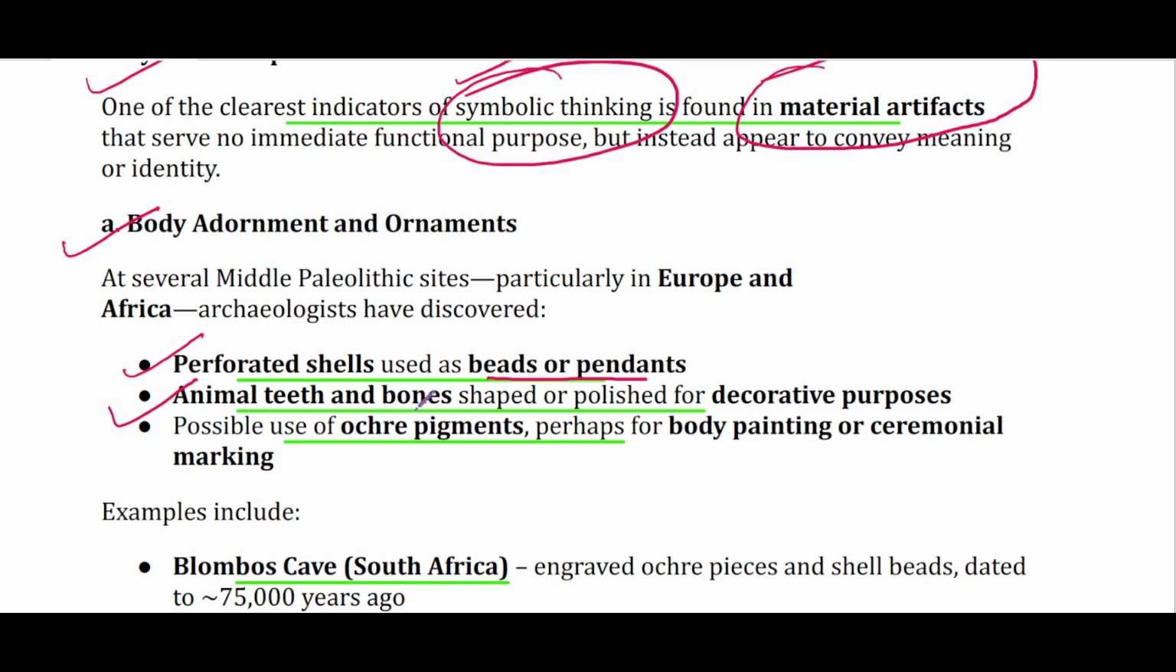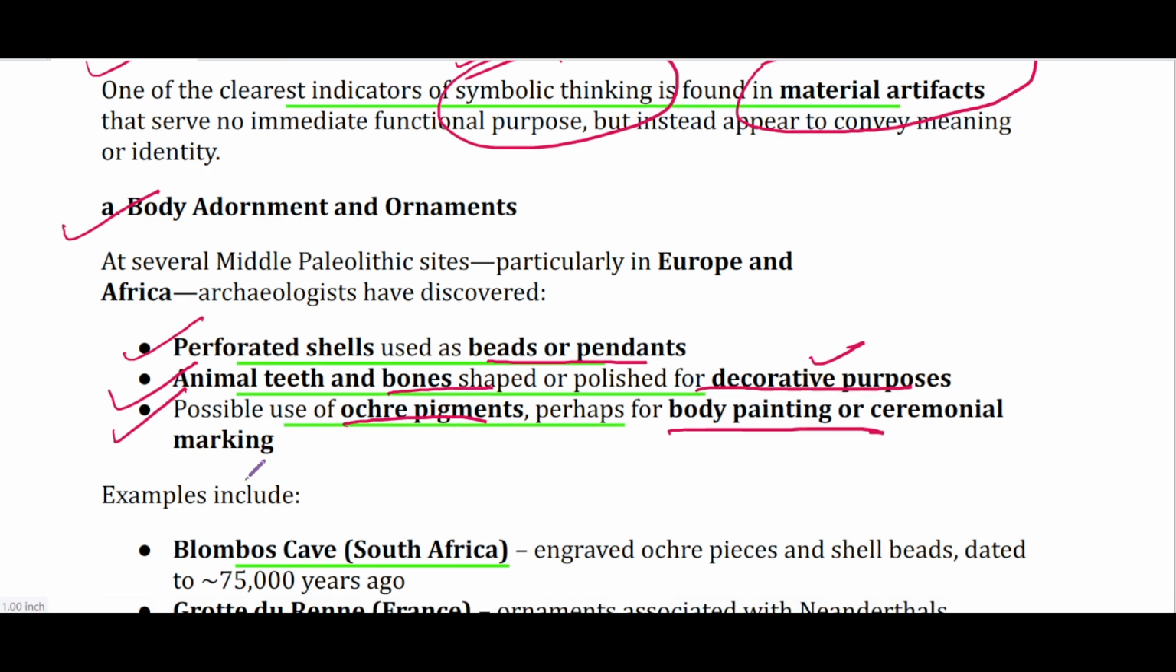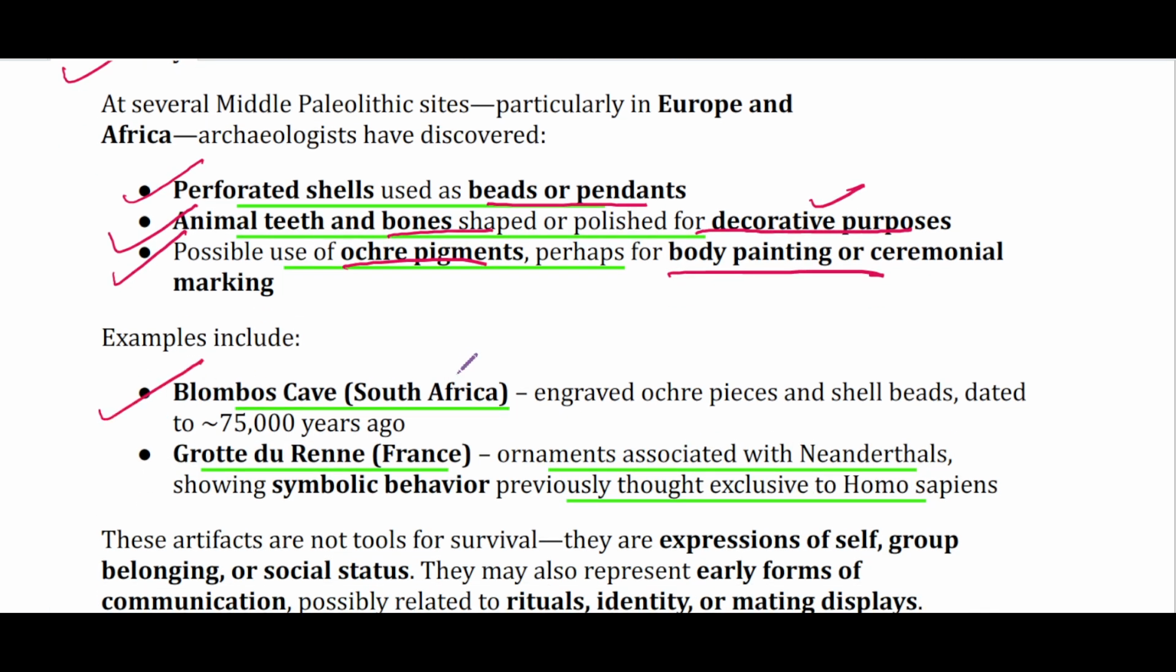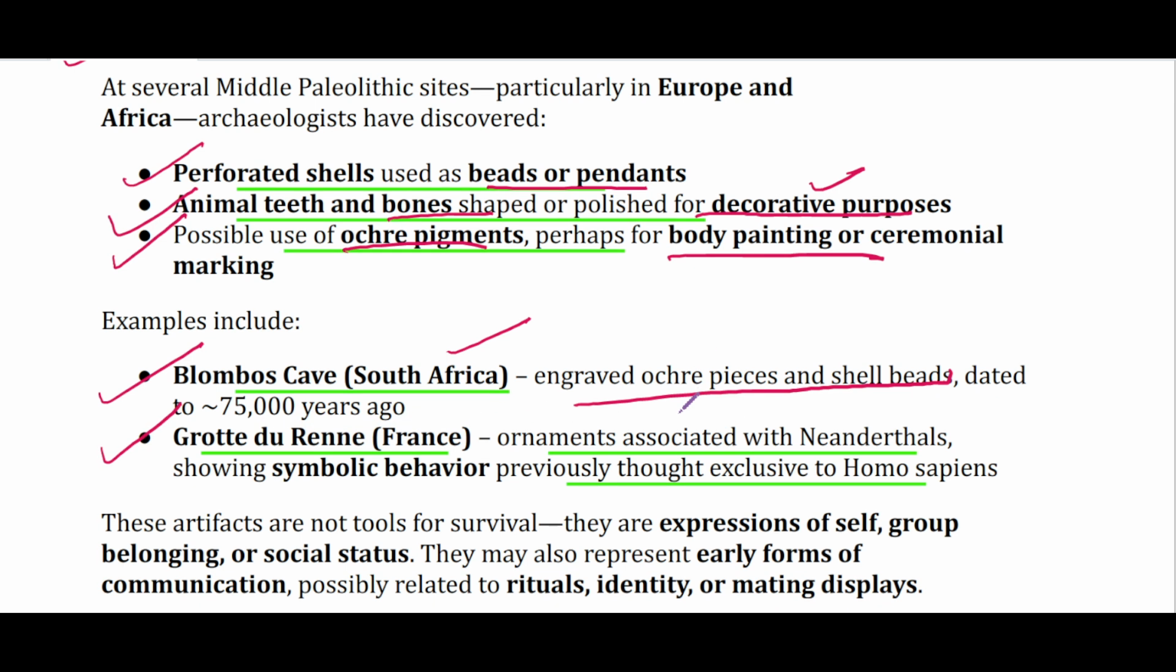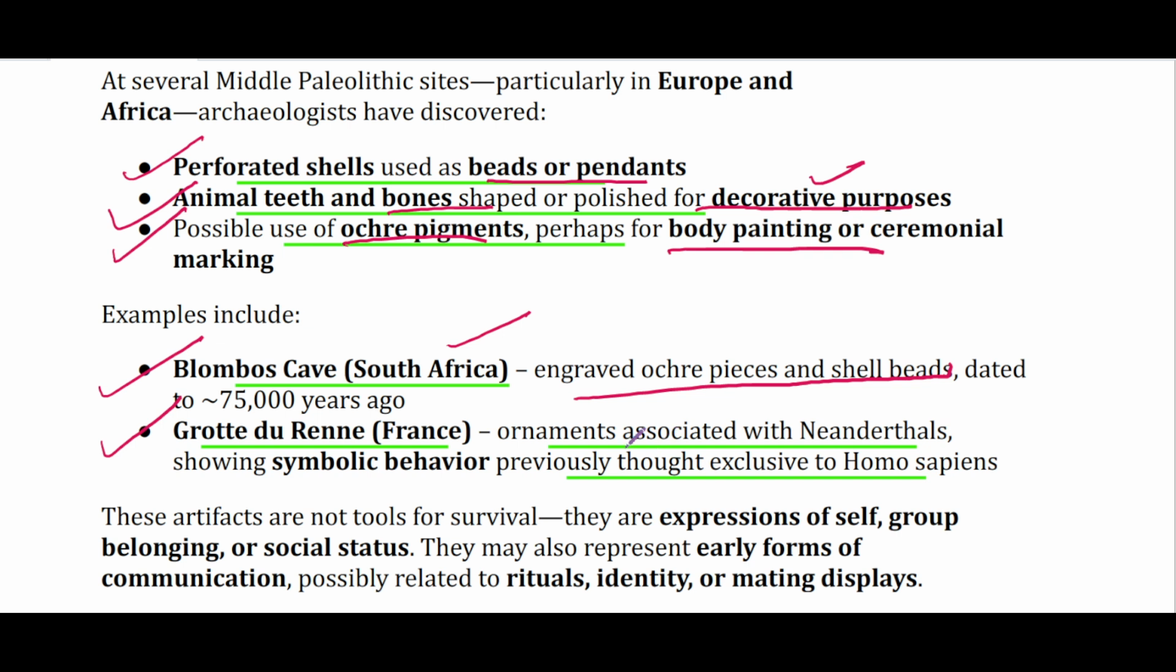Then animal teeth and bones were shaped or polished for decorative purposes. There is evidence of that too. And there has been possible use of ochre pigments, might have been for body painting or ceremonial marking. The evidence includes the Blombos cave in South Africa where engraved ochre pieces and shell beads were found. Then in France, Grotte du Renne, this site has yielded ornaments associated with Neanderthals, which suggest symbolic behavior.